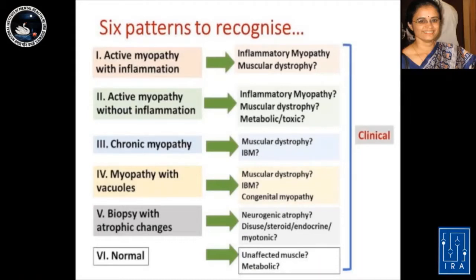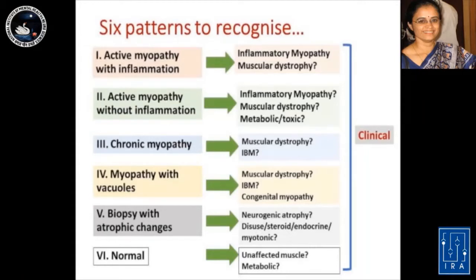as a muscular dystrophy. Pattern 2, which is active myopathy without inflammation, can be seen in inflammatory myopathies, muscular dystrophies, and even metabolic or toxic myopathies. Pattern 3 and 4, which are chronic myopathies, are common to muscular dystrophy, inclusion body myositis, and congenital myopathies.